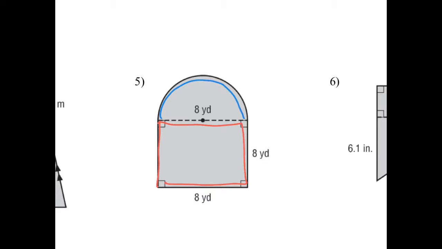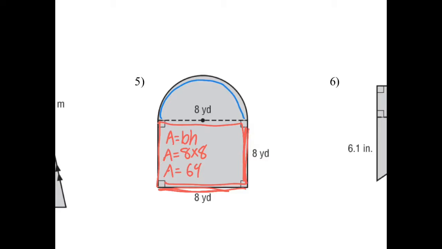Formula for area of a square is going to be area equals base times height. And here we have our base is this 8 right here times our height of 8 right there. So the area is going to be 64.